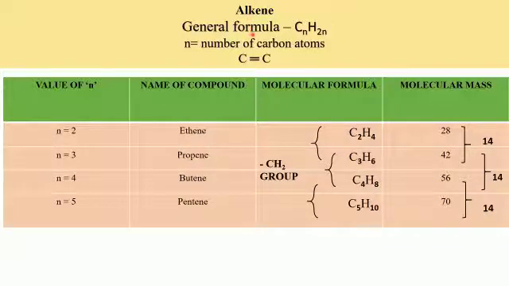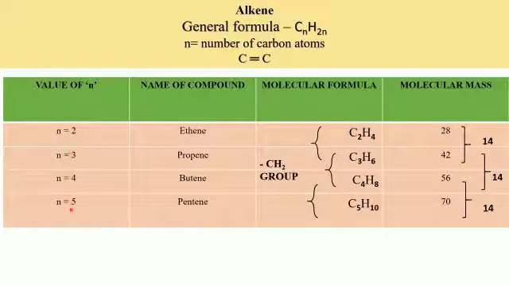The general formula for alkenes is CnH2n, where n is the number of carbon atoms. Alkene is an unsaturated hydrocarbon in which you are going to have at least one carbon-carbon double bond. So unsaturated hydrocarbons which contain a double bond are called alkenes. So here we have the table for alkenes. Value of n is given here.